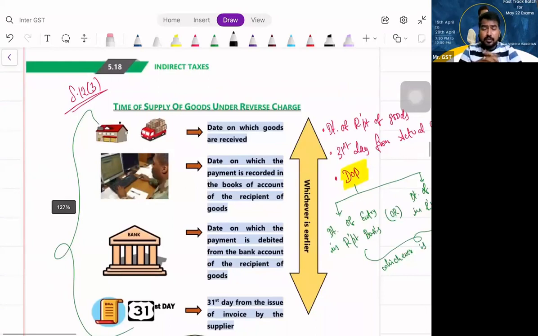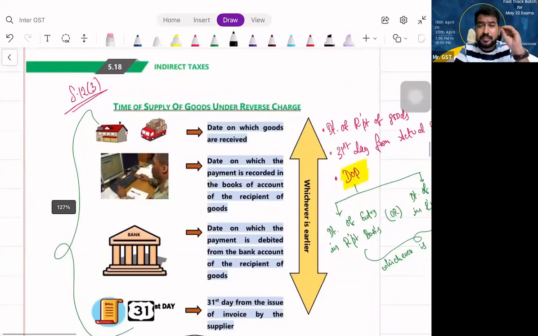Section 12, subsection 3. What is section 12, subsection 3, my dear friends? Time of supply for goods covered under RCM. Generally, what students will say, 12 subsection 3 means reverse charge, RCM. 12 subsection 3 is not RCM. 9 subsection 3 is RCM. 9 subsection 4 is RCM. 12 subsection 3 is time of supply for goods covered under RCM. Is that clear? Fine.